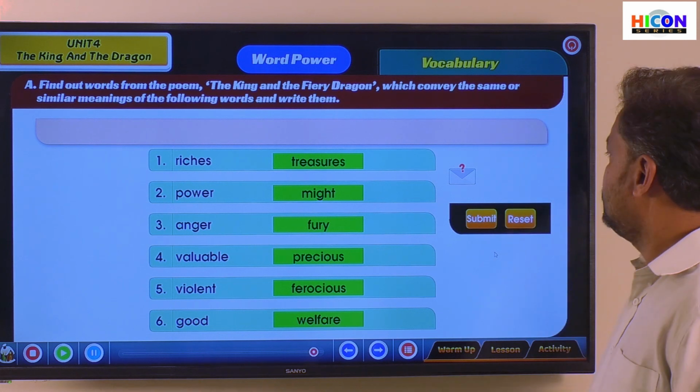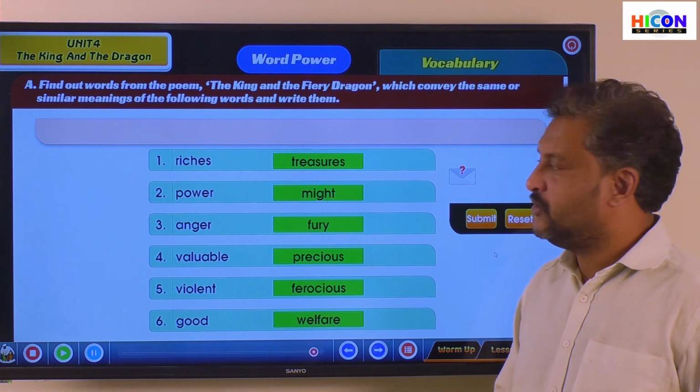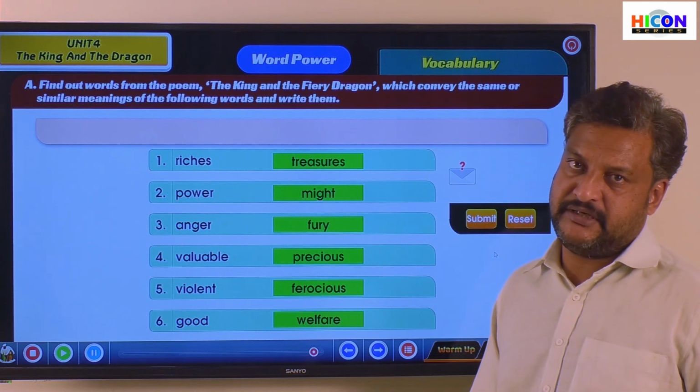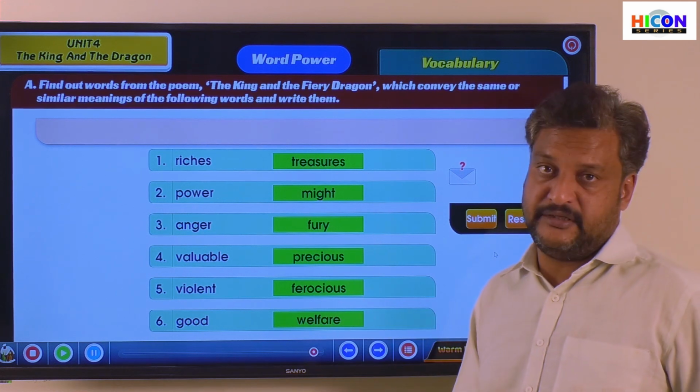Right? So now I will keep the screen the same for another minute so that you can go through these words once again. Again, check with the meanings of the words and read them.